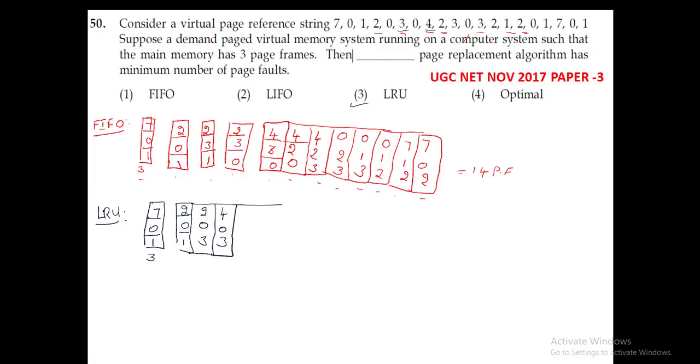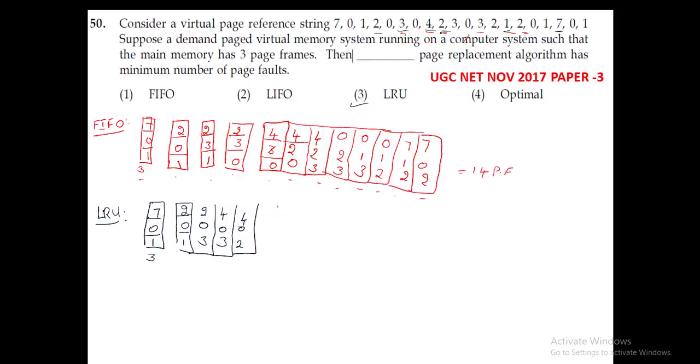After that the CPU referred to page number 2, which is not there, so a page fault would occur. See the past references: before 2 the CPU referred to page 4 as well as 0, but 3 was referred to last, so in the place of 3 you have to write page number 2, right? So 4 0 2.